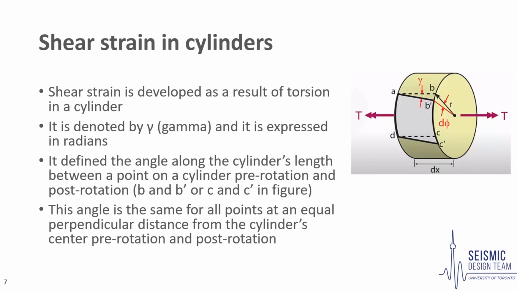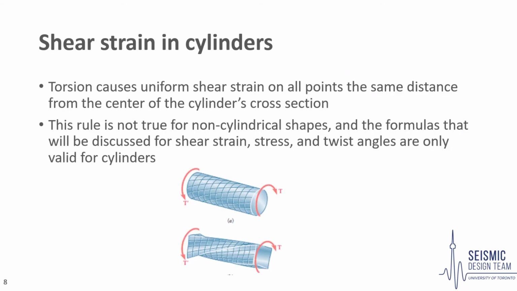As you can see on the figure on the right, an example of this would be pairs B and B prime and C and C prime respectively. For a cylinder, this angle is the same for all points at an equal perpendicular distance from the cylinder's center, pre-rotation and post-rotation. For example, gamma between B and B prime is the same as gamma between C and C prime.